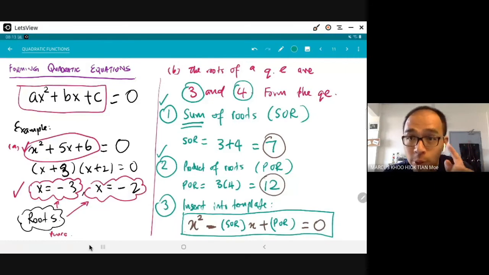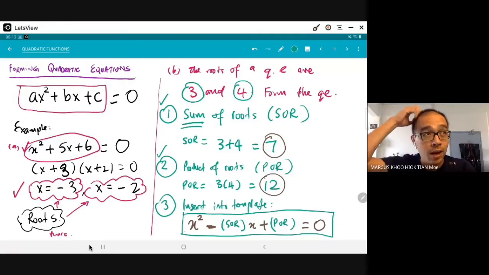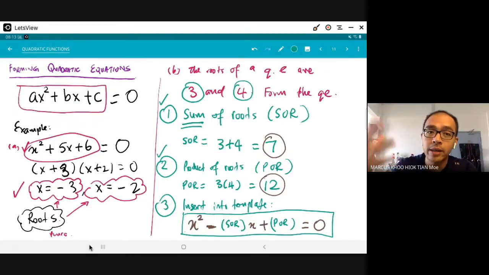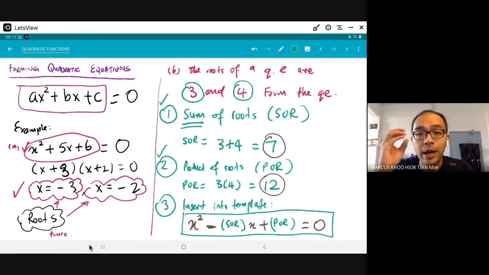Okay, ini bukan formula, ini template sahaja. Template tu macam acuan biskut lah. You put the acuan inside there kan, then terus dia keluar bentuk yang kamu mau. Bentuk love lah, bentuk unicorn lah, bentuk apa-apa lah. But the acuan itu tidak berubah. Yang hanya berubah adalah nilai SOR dan POR.